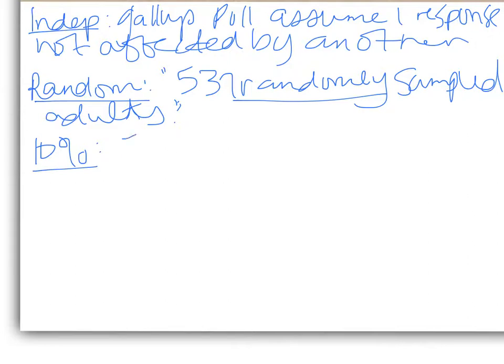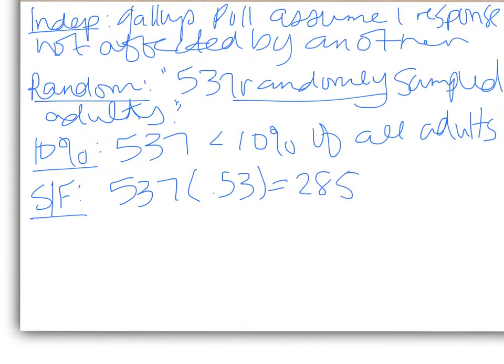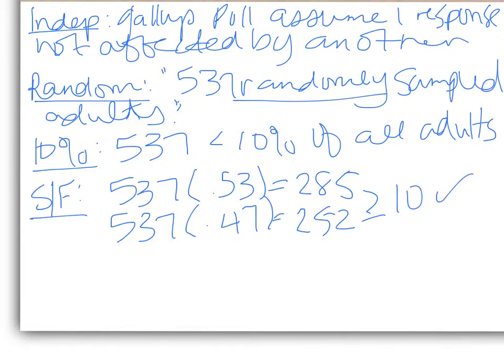10%: 537 is less than 10% of all adults, so I'm not sampling too large of my population to start messing with the proportions. There's a big enough group there that I can sample 537. And then success/failure: n times p is 537 times 0.53, which gets me about 285, and q gets me about 252. So I'm well over my 10 there. The sample is large enough. All of the conditions have been met, and now I can run a 1 proportion z interval.